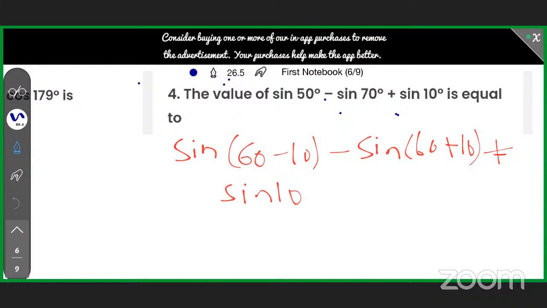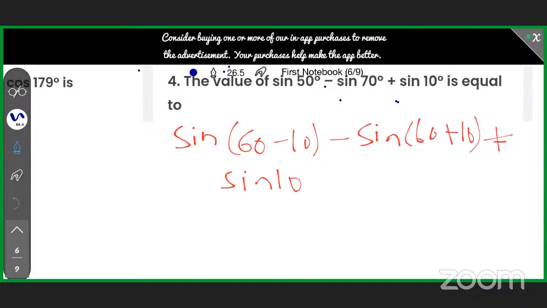Yes, sir, we didn't get this answer. What is the answer? What was the answer you got, dear students? 0. Very good. So we'll do it once again.